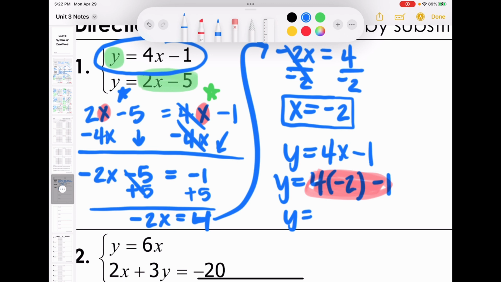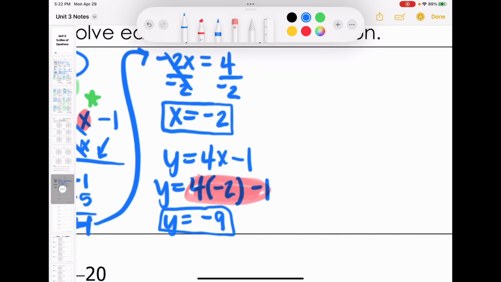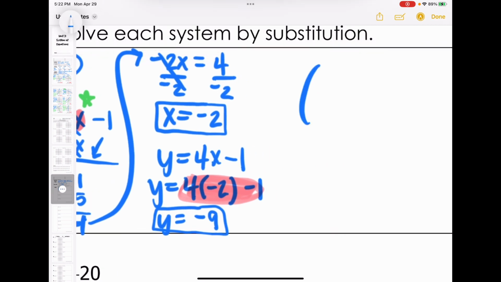And that is going to give me negative 9. So now I have an x equals something and a y equals something. You are going to have that with every single system of equations problem. So that means we're going to write our answer as an ordered pair, which is going to be negative 2, comma, negative 9.